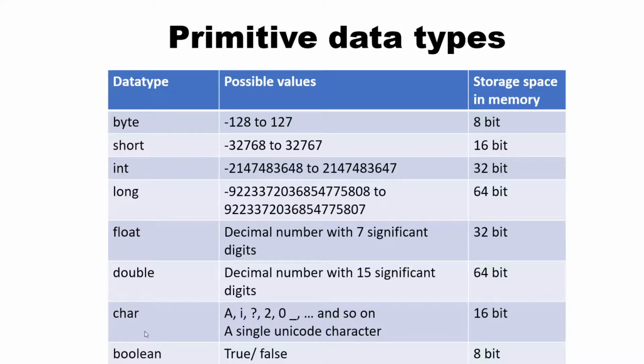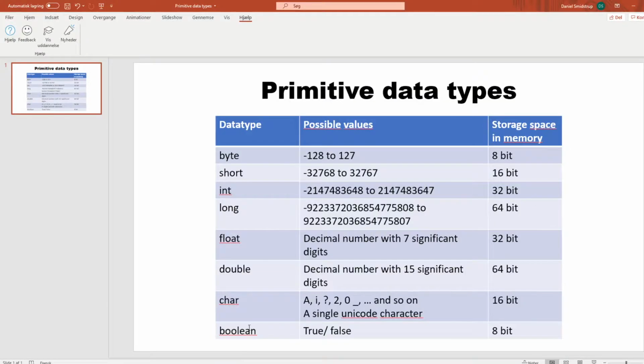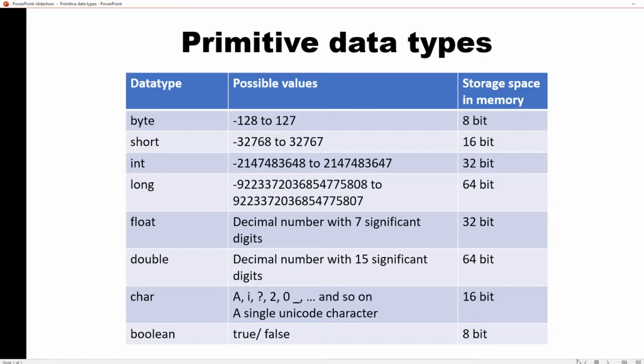Then we have the char, which is a character, a single Unicode character like an A, an I, a question mark, underscore, and so on. They take up 16 bits. And then we have the booleans, which are true or false. And as you might remember from the last episode, it actually matters that boolean is a small letter. That's not a capital B, because that matters in Java. They take up 8 bits.